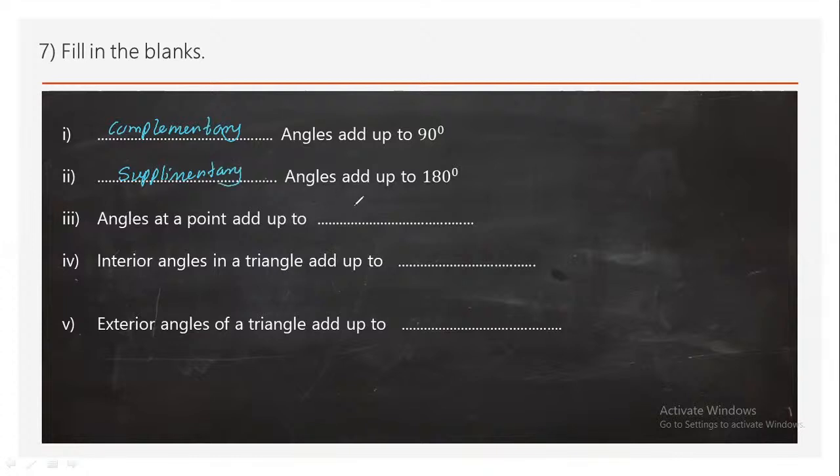Angles at a point add up to 360. Interior angles in a triangle add up to 180. Interior angle means the angles inside. That adds up to 180. This angle adds up to 180. Exterior angles of a triangle add up to, it means these angles add up to 360.